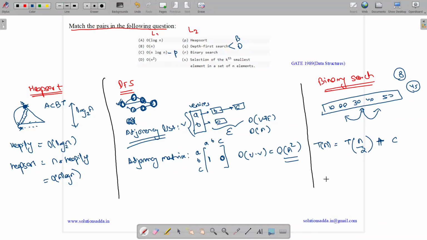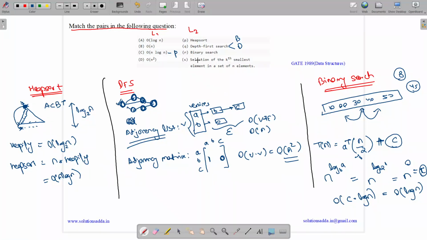You can also see n raised to the power log base b of a. It is a, it is b. So it's equal to n to the power log base 2 of 1. Log 1 is 0, n to the power 0 is 1. And as this is also c and this is also c, by the rule of Master's theorem, it will be equal to c into log n, which is equal to order of log n. So binary search is mapping to log n, which means a is mapping to r, and p was mapping to c.